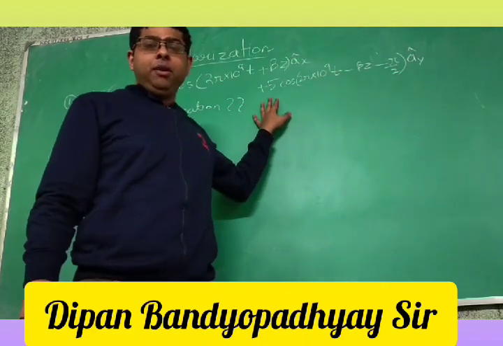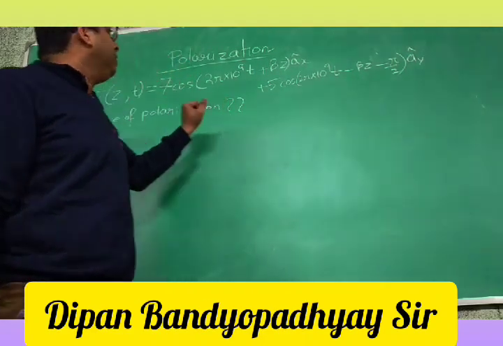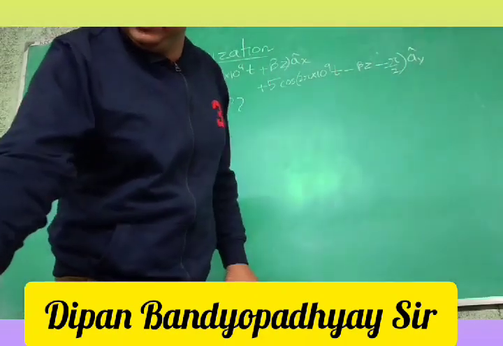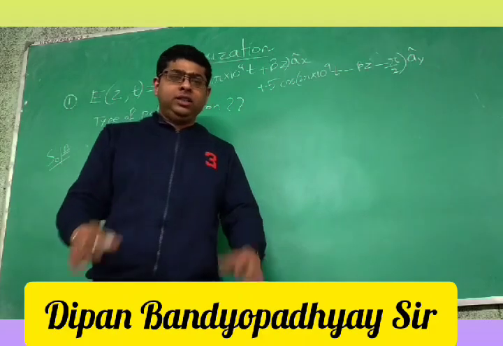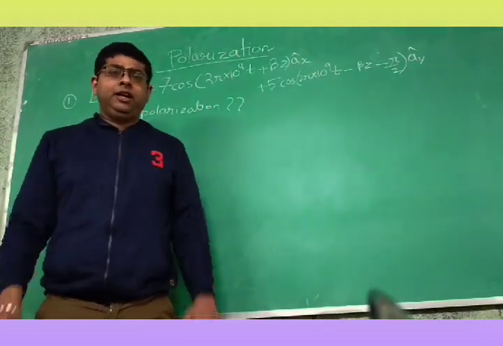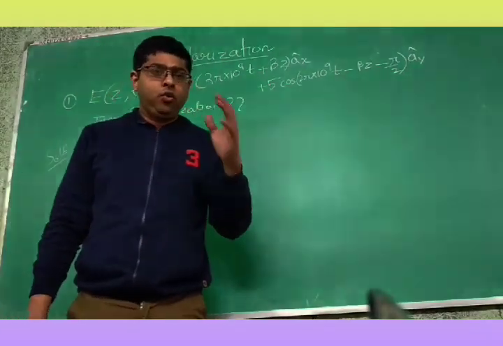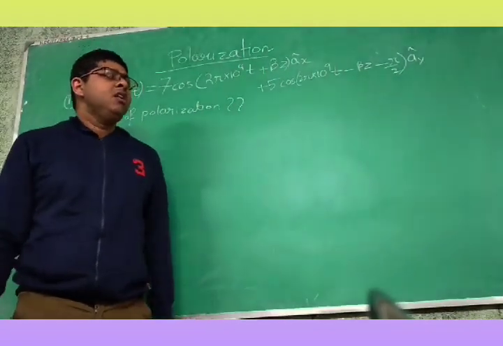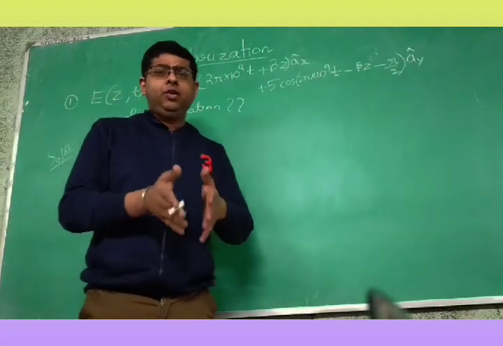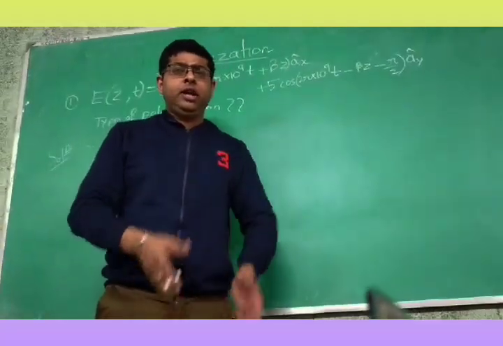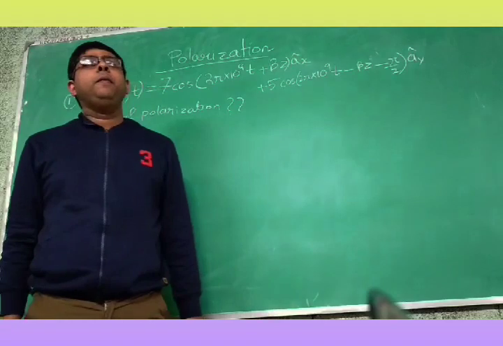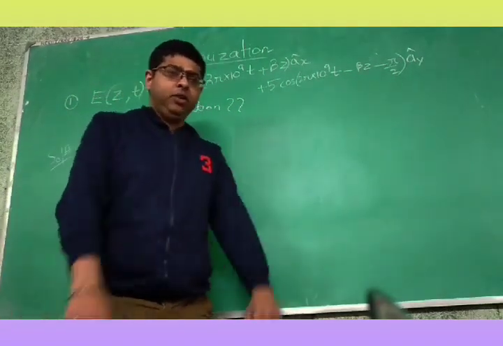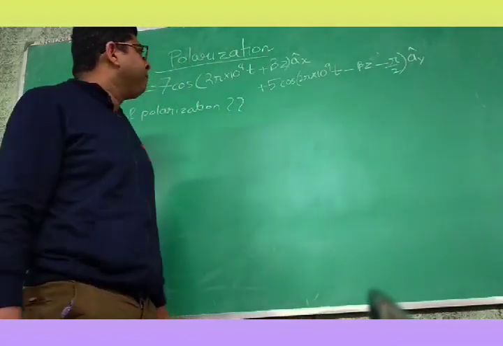Today I will discuss some problems on polarization. As you know, I have discussed in the class, polarization is basically the locus of the electric field vector, or you can say the orientation of the electric field vector with respect to time, at a particular fixed point. So at a fixed point we need to see the locus of the electric field vector. You can check my notes, I have explained that.